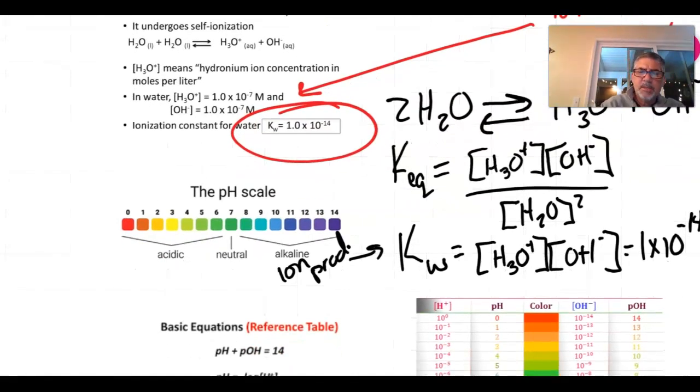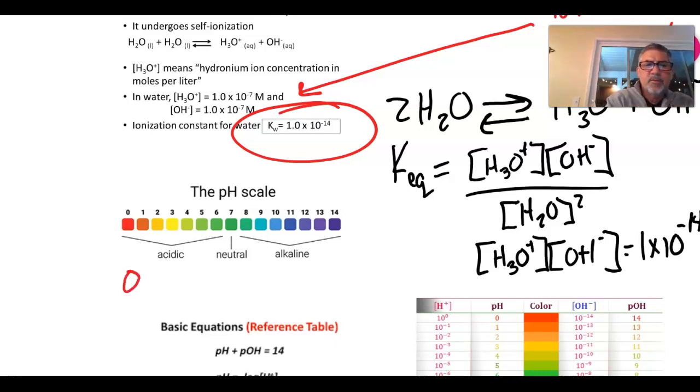So you probably remember the pH scale from biology. The pH scale says that acidic is 0 to less than 7, and alkaline is greater than 7 to 14. So for pH, this would be most acidic.